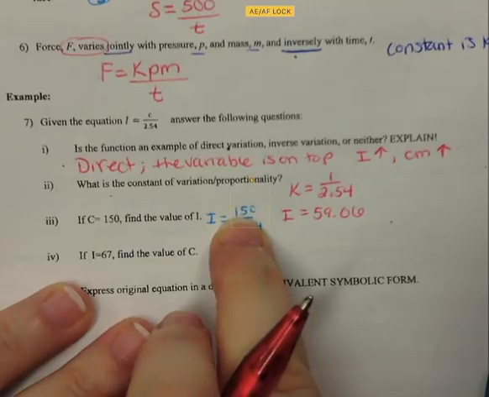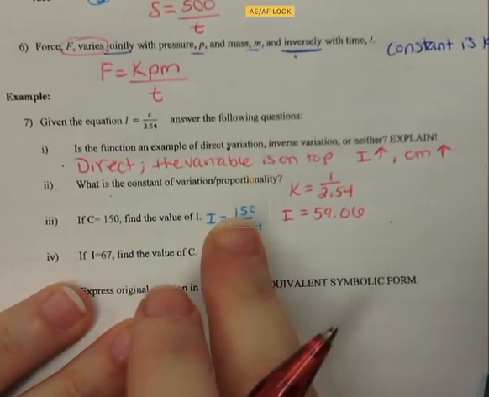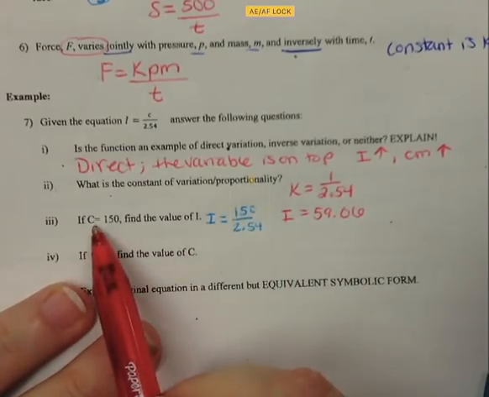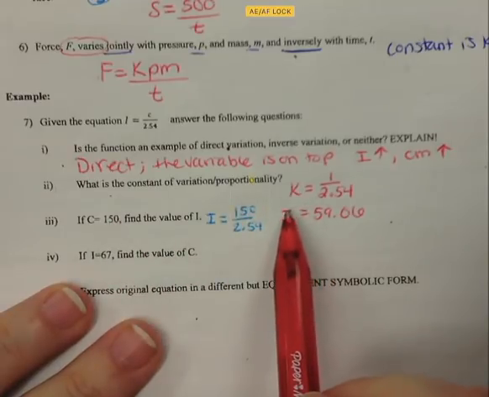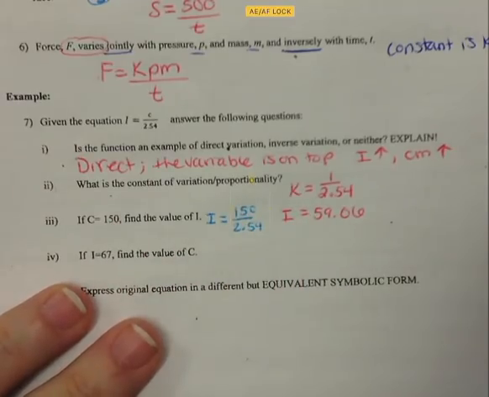So again, you have more centimeters than you do inches. The smaller the unit, the bigger the number. Centimeters is 150, inches is a bigger unit, it's a smaller number.